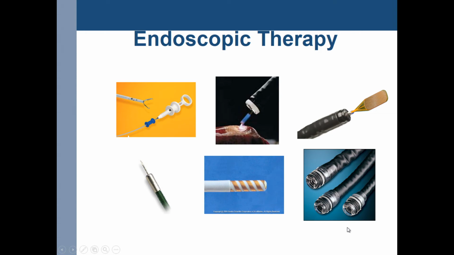And then this, of course, are bands loaded onto the tip of a gastroscope in order to perform banding, typically in variceal bleeding. And this is a radiofrequency ablation catheter that can be used oftentimes in situations such as somebody who has gastric antral vascular ectasias.